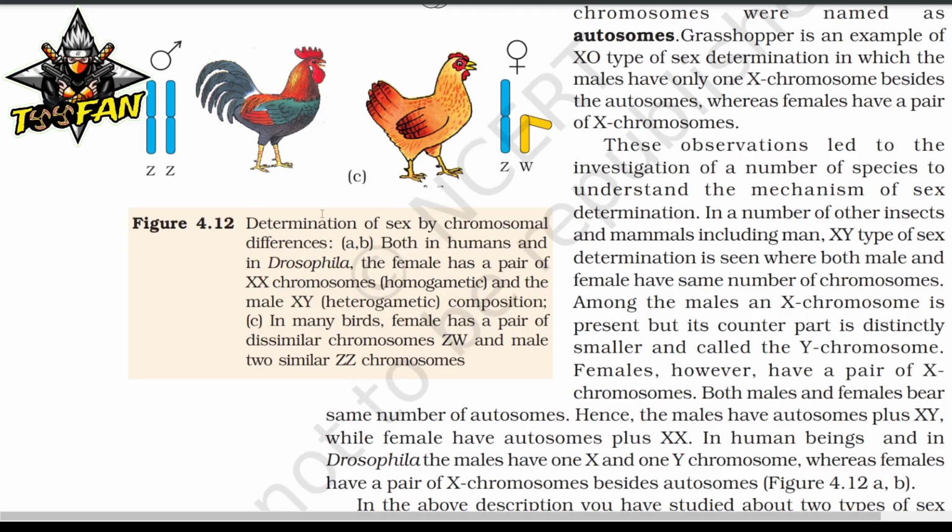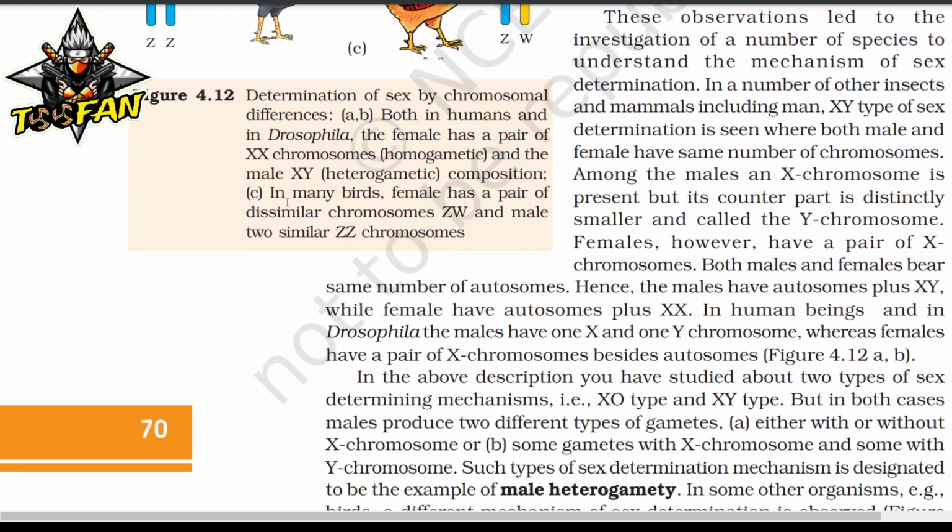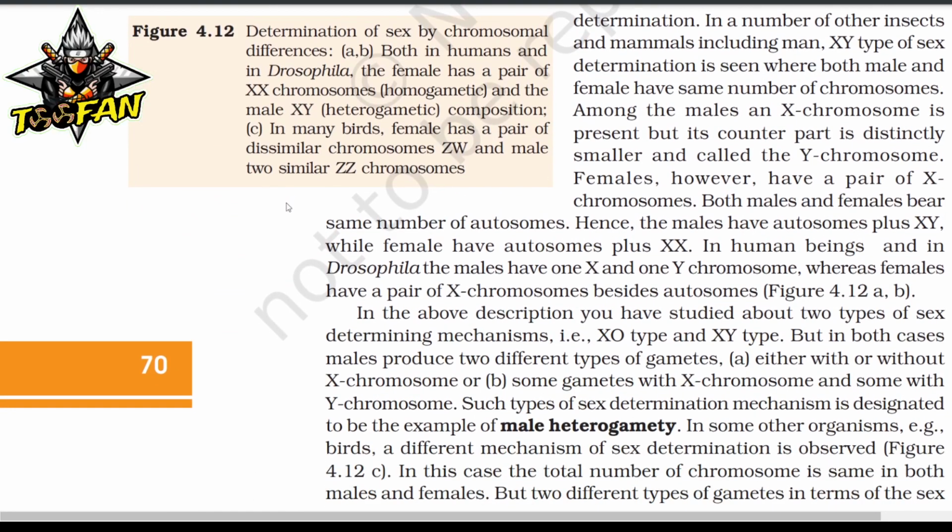In human beings and in Drosophila, the males have one X and one Y chromosome, while the females have a pair of X chromosomes besides autosomes. In the above description, you have studied two types of sex determination mechanism, that is XO type and XY type. In both cases, some gametes carry X chromosomes and some carry Y chromosomes. Such types of sex determination mechanism are designated as male heterogamety.